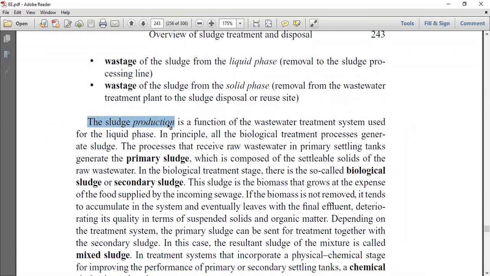The sludge production is a function of the wastewater treatment system used for the liquid phase. In principle, all the biological treatment processes generate the primary sludge, which is composed of the settleable solids of the raw wastewater. In the biological treatment stage, there is so-called biological sludge or secondary sludge. This sludge is the biomass that grows at the expense of the food supply by the incoming sewage. If the biomass is not removed, it tends to accumulate in the system and eventually leave with the final effluent, depleting its quality in terms of suspended solids and organic matter.